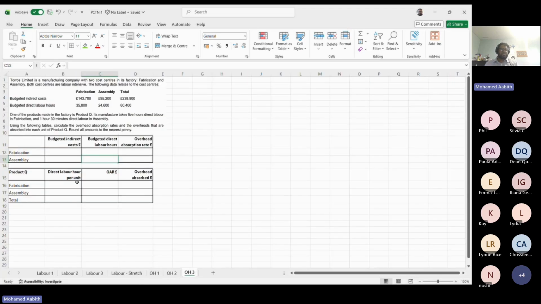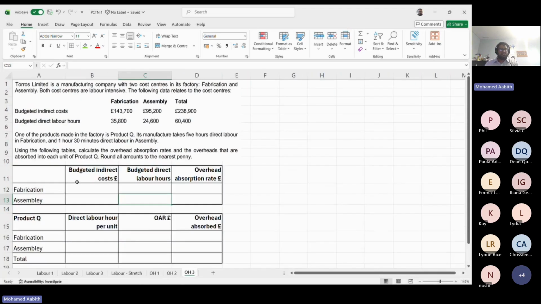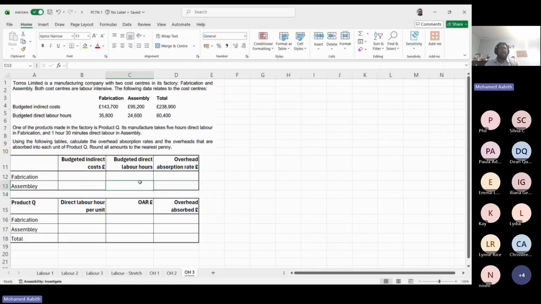Now let's look at the last question of this part. This one is multifaceted: if you have multiple production areas, we also have to use different calculation methods. So they ask you which one you're going to use, and here you may have to make a choice. They're asking, what is the budgeted indirect cost? For fabrication, the budgeted indirect cost is going to be 143,700, and the assembly is 95,200.